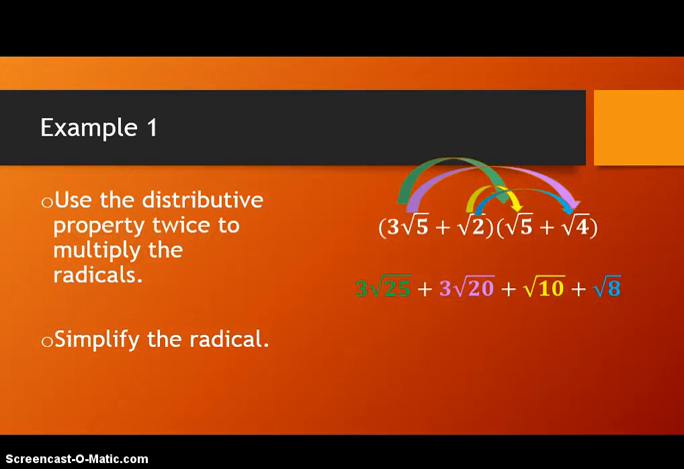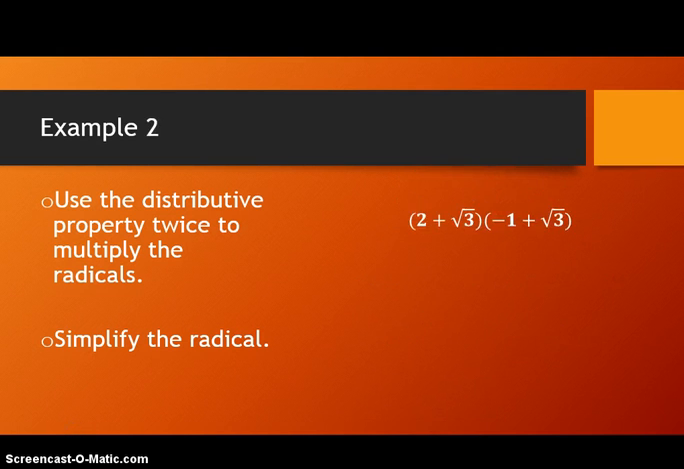Then we're going to simplify our radicals. 3 square root of 25 simplifies to 15. 3 square root of 20 simplifies to 6 square root of 5. The square root of 10 does not simplify, so it's just the square root of 10. And then square root of 8 simplifies to 2 square root of 2. None of these can be combined, and so this problem is finished.